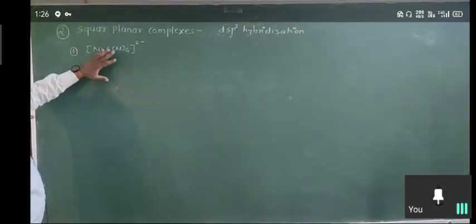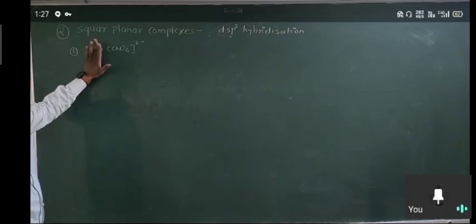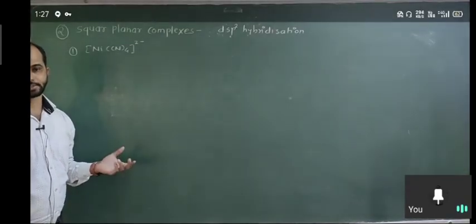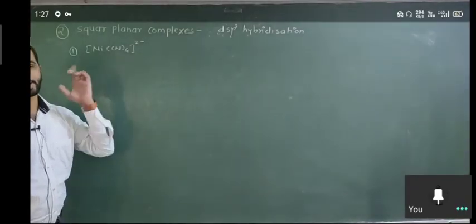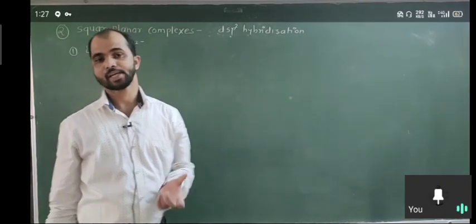We already considered first in tetrahedral complexes [NiCl4]2-, and here we consider [Ni(CN)4]2-. Means both are same complexes, just ligand is changed. Here cyanide is there, and in first case Cl is there. So why do both show different hybridization and different geometry?